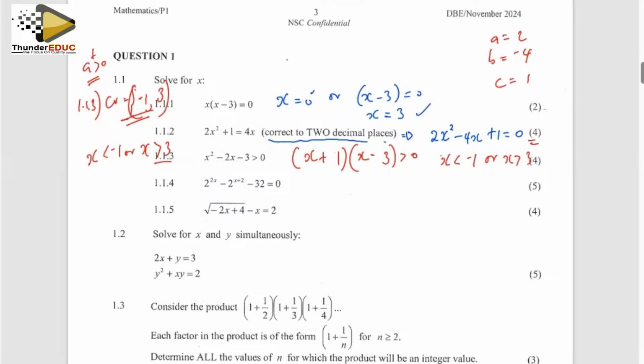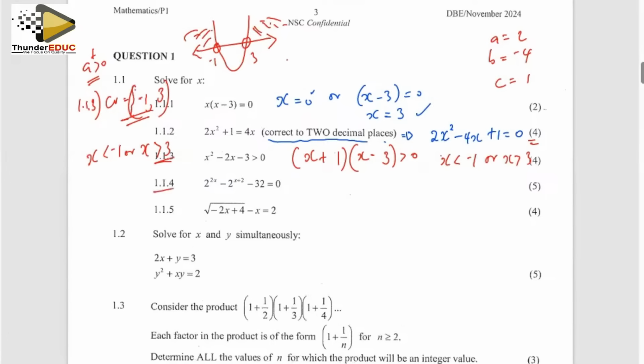Alternatively, you can draw the parabola, where we have something like that. So that's negative 1, and that is our 3. We're focusing on these regions. This is the region of interest. All right, so that is 1.1.3.